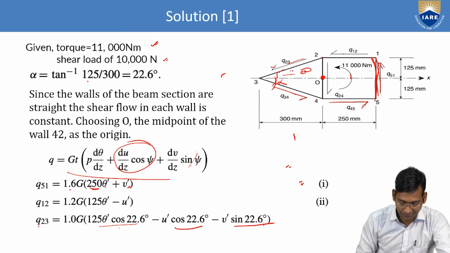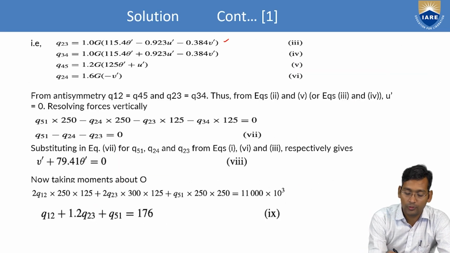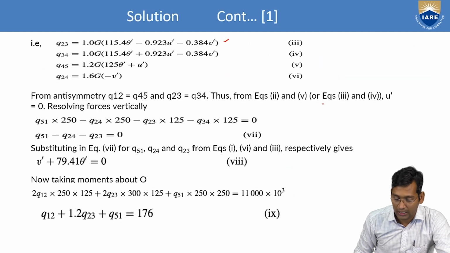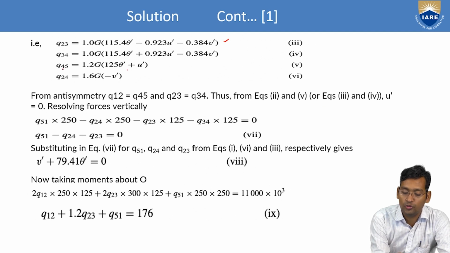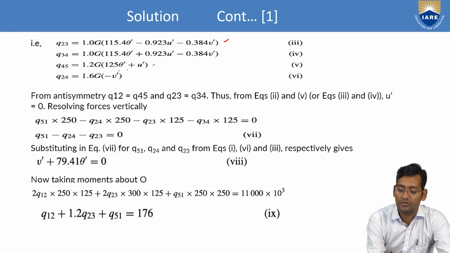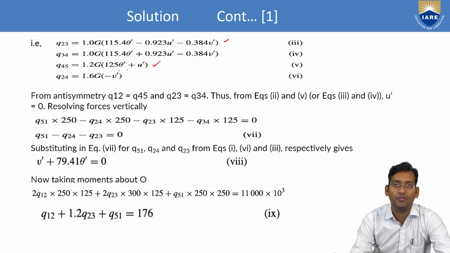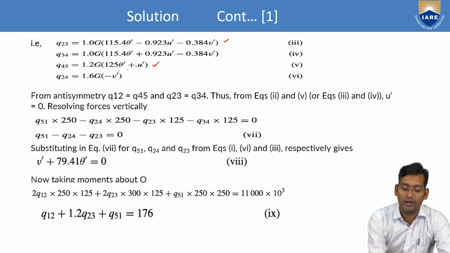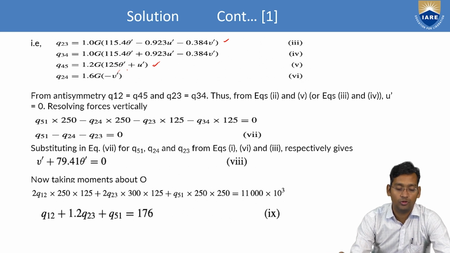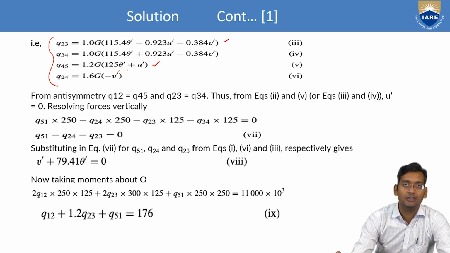And let's see here Q12. In this case, the difference is that it's coming negative in this direction. Now we are going along this direction, so that becomes positive. So Q45 will be 1.2 g 125 theta dash plus u dash. From equations 2 and 5, only the direction will differ. And Q24 will be 1.6 g into minus v dash.